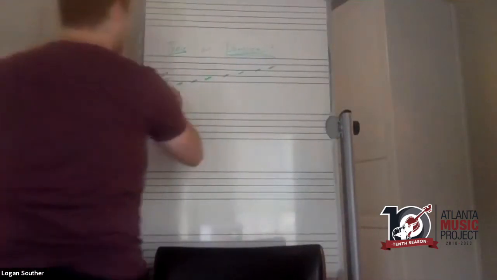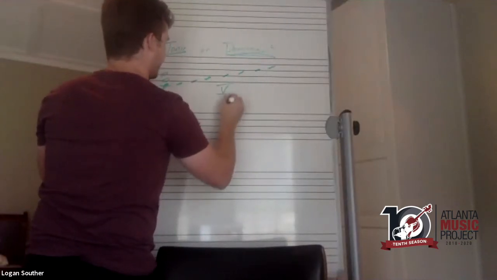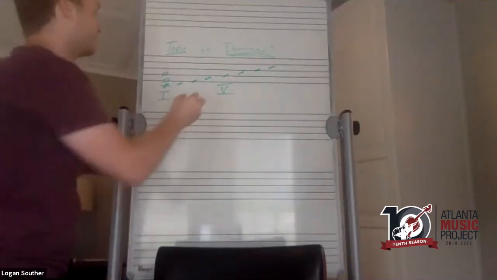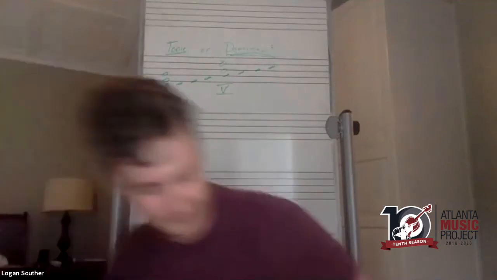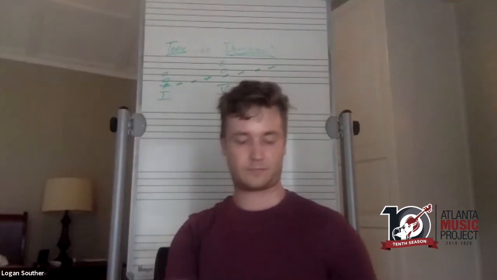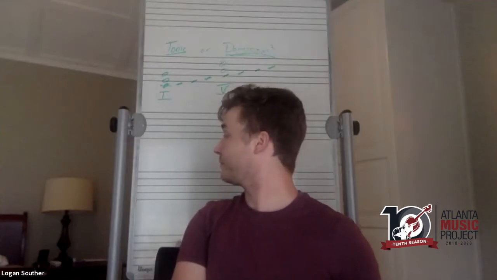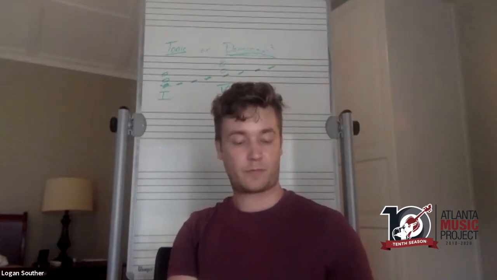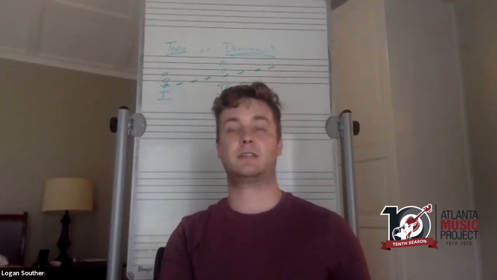Now the fifth, 1, 2, 3, 4, 5, which is G major, we call that the dominant. G, B, and D. And it sounds like this. So I'm going to play C major. Here's the key of C major. And this is what a dominant chord sounds like in C major.